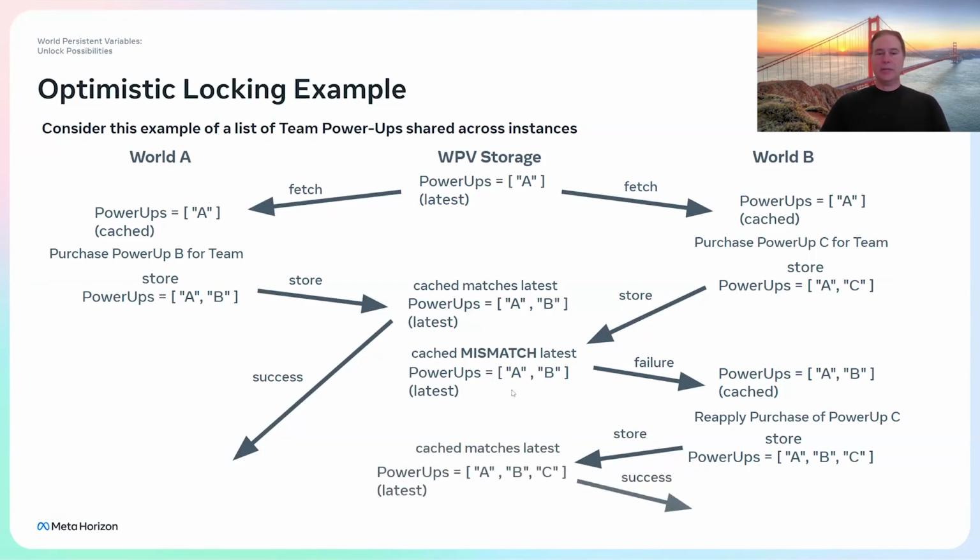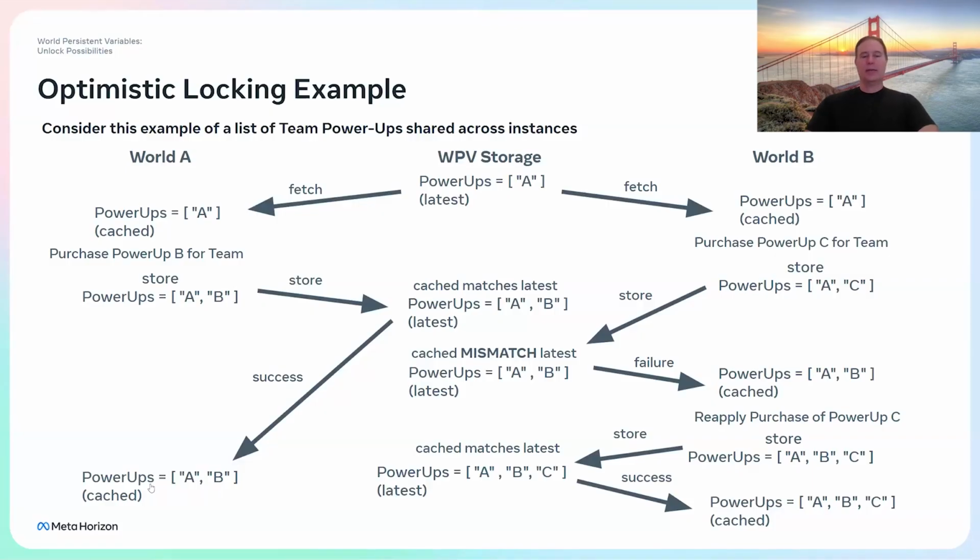So at the WPV storage, they're going to see the latest is A and B. The cached version for world B is A and B. So the cache matches the latest. And now we're going to accept their value and change the latest to A, B, and C, and then return a success code. And so this guy is going to end up getting their cached version updated to A, B, and C. The success message eventually arrives over to world A, and they know that the addition of power-up B was added. So their cached version is updated to A and B.